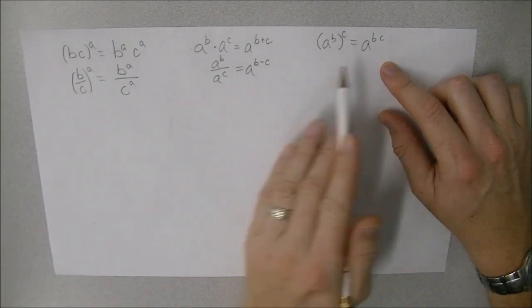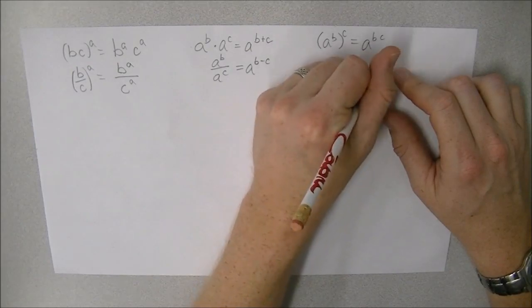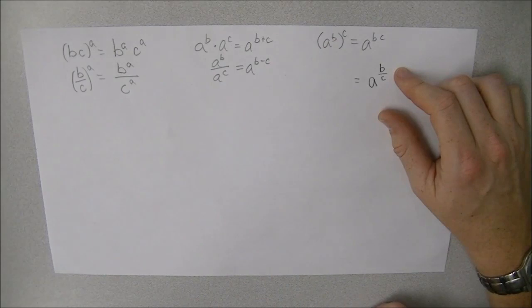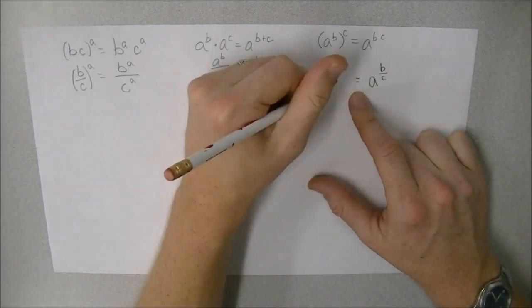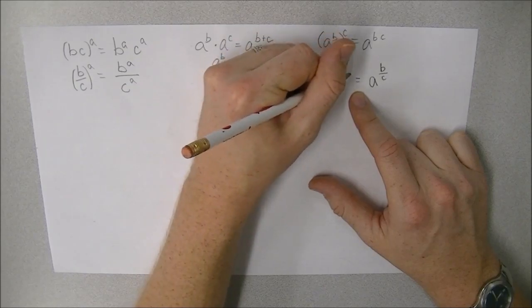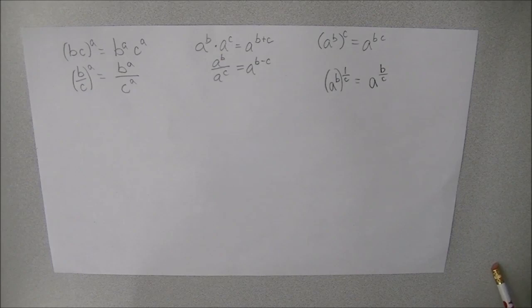Well, the only multiplication that's going on is right here with b times c. So what if I were to turn this into a to the power of b over c? Well, just following this rule, this should be a to the power of b to the power of 1 over c.